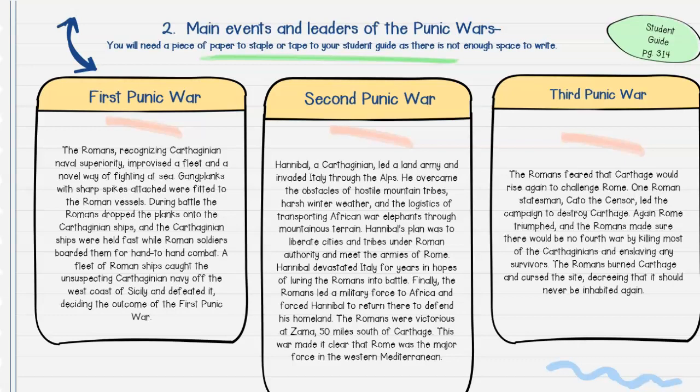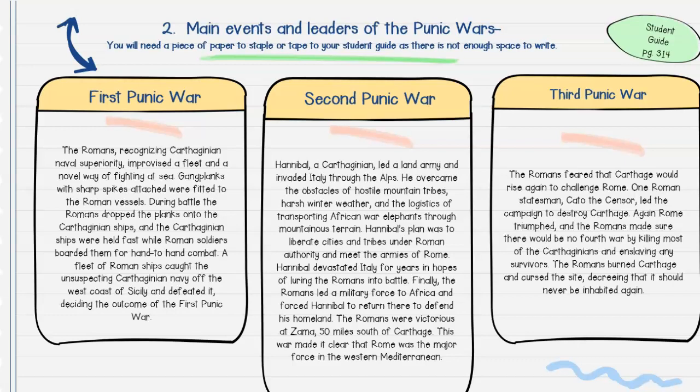A fleet of Roman ships caught the unsuspecting Carthaginian navy off the west coast of Sicily and defeated it, deciding the outcome of the First Punic War. And then the Second Punic War, Hannibal, who was from Carthage, led a land army and invaded Italy through the Alps. The Alps were a large mountain range.